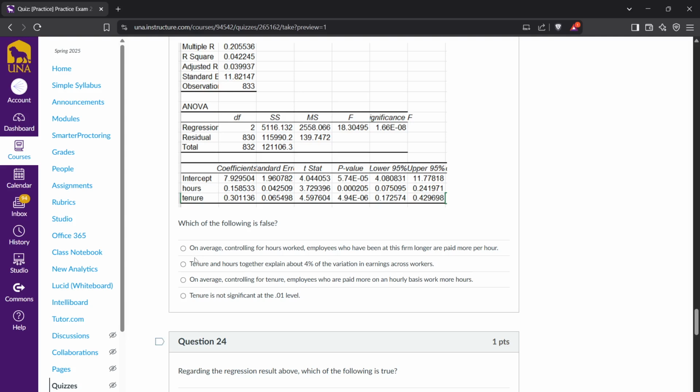Which is false? On average, controlling for hours worked, employees who have been at this firm longer are paid more per hour. Controlling for hours worked, that's correct. Employees who've been at the firm longer are paid more per hour. Positive coefficient, statistically significant. This seems true. Let's try the next one. Tenure and hours together explain about 4% of the variation in earnings across workers. Yeah, okay, that seems fine.